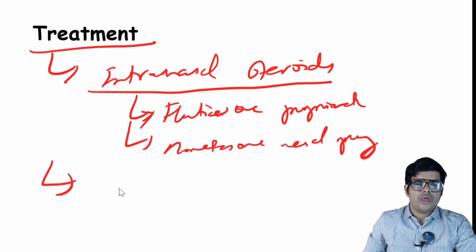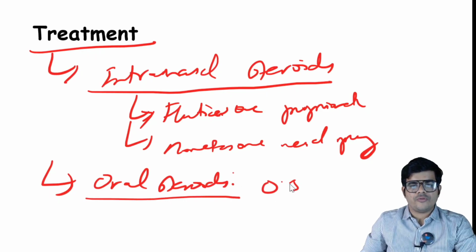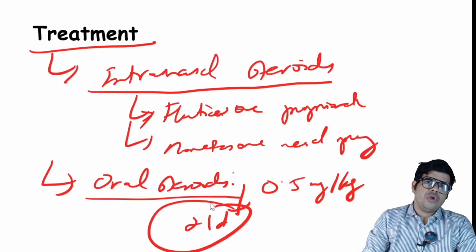You can do a medical polypectomy to prepare the patient before the surgery. And how is it being done? You are giving oral steroids for medical polypectomy. Prednisolone is given at the dose of 0.5 mg per kg per day, and it is given for about 21 days.